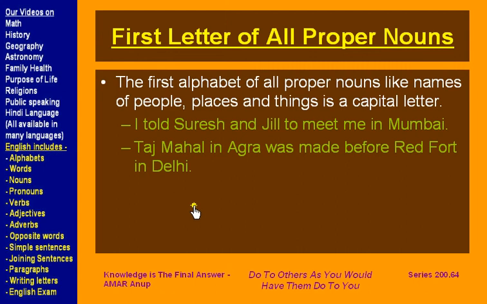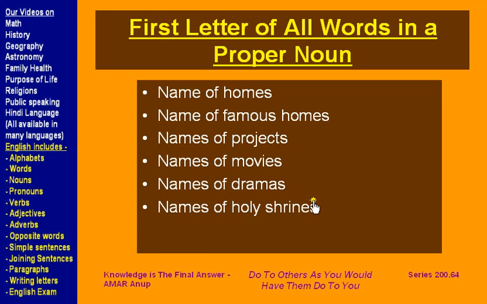Another example is: Taj Mahal in Agra was made before Red Fort in Delhi. So these are proper nouns. Taj Mahal, so T and M are capitalized. Agra, proper noun, A is capitalized. Red Fort, proper noun, capitalized. D in Delhi, because it's a proper noun, it's capitalized. First letter of all words in a proper noun are capitalized.